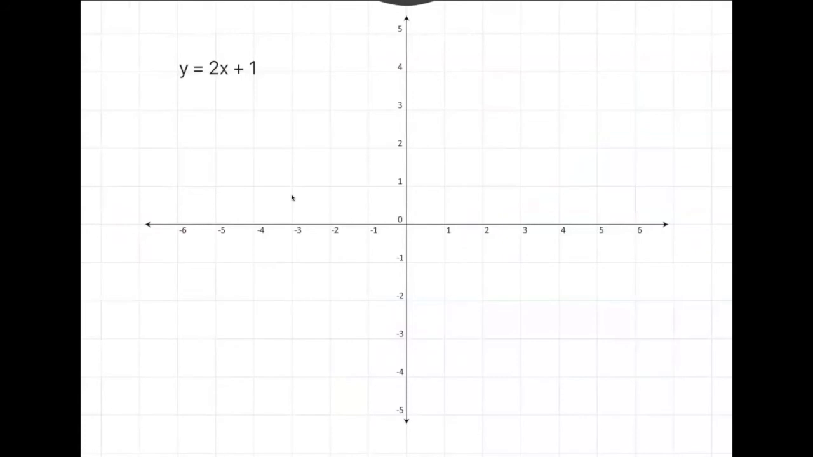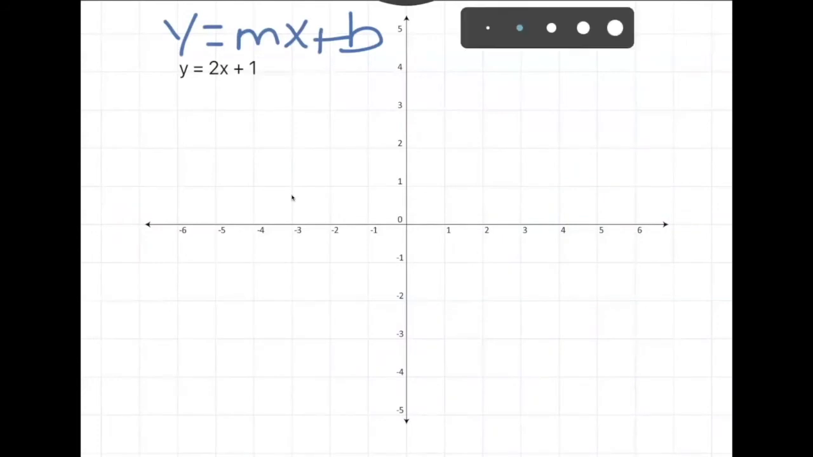So the form of our equation is y equals mx plus b. This is the slope-intercept form. Now what's important to know is that the m is the slope and the b is the y-intercept. I'll say that again. The m is the slope and the b is the y-intercept.